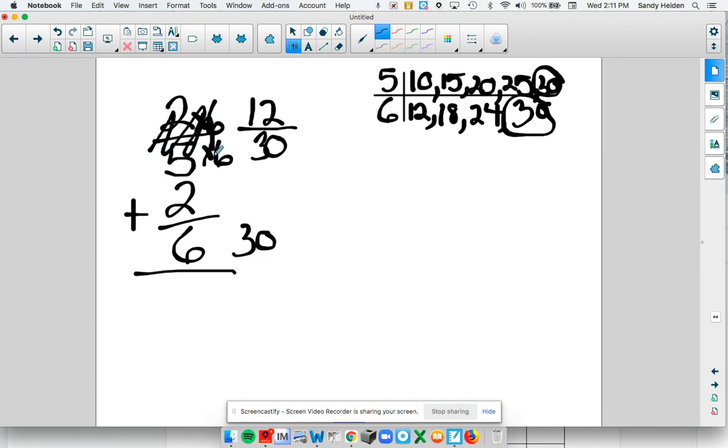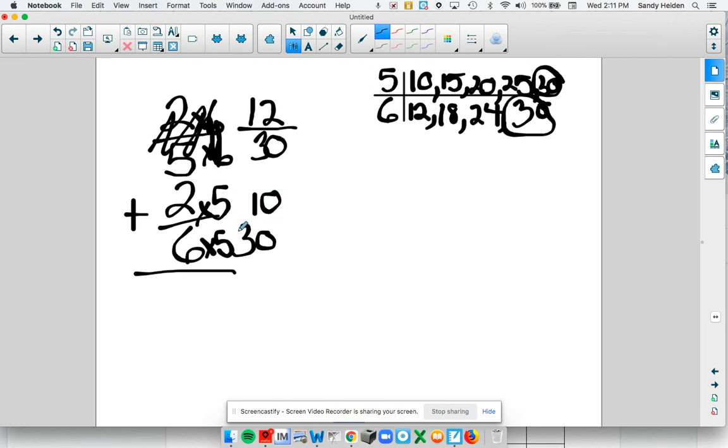I'm going to get rid of this part and use my new written fraction. 6 times what is 30? 6 times 5. I also could get it from my chart. 1, 2, 3, 4, 5. Whatever I do to the bottom, I do to the top. 2 times 5 is 10.